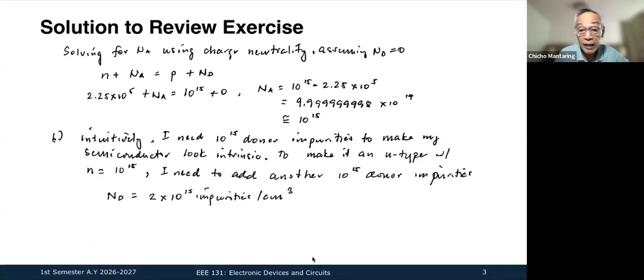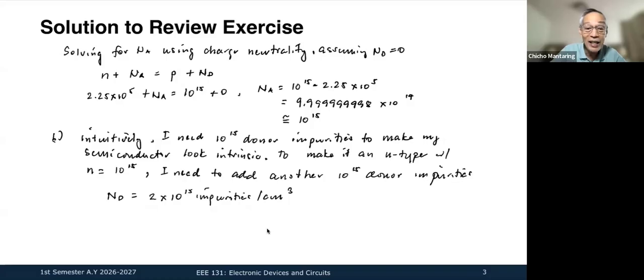Naintindihan ba nyo what I was trying to explain dito sa B? Yung unang 10 to the 15, yan yung pang-neutralize ng initial number of acceptor impurities. Yung pangalawang 10 to the 15 is to make it now an N-type whose N is equal to 10 to the 15. Did you understand that? Okay, good. I hope.